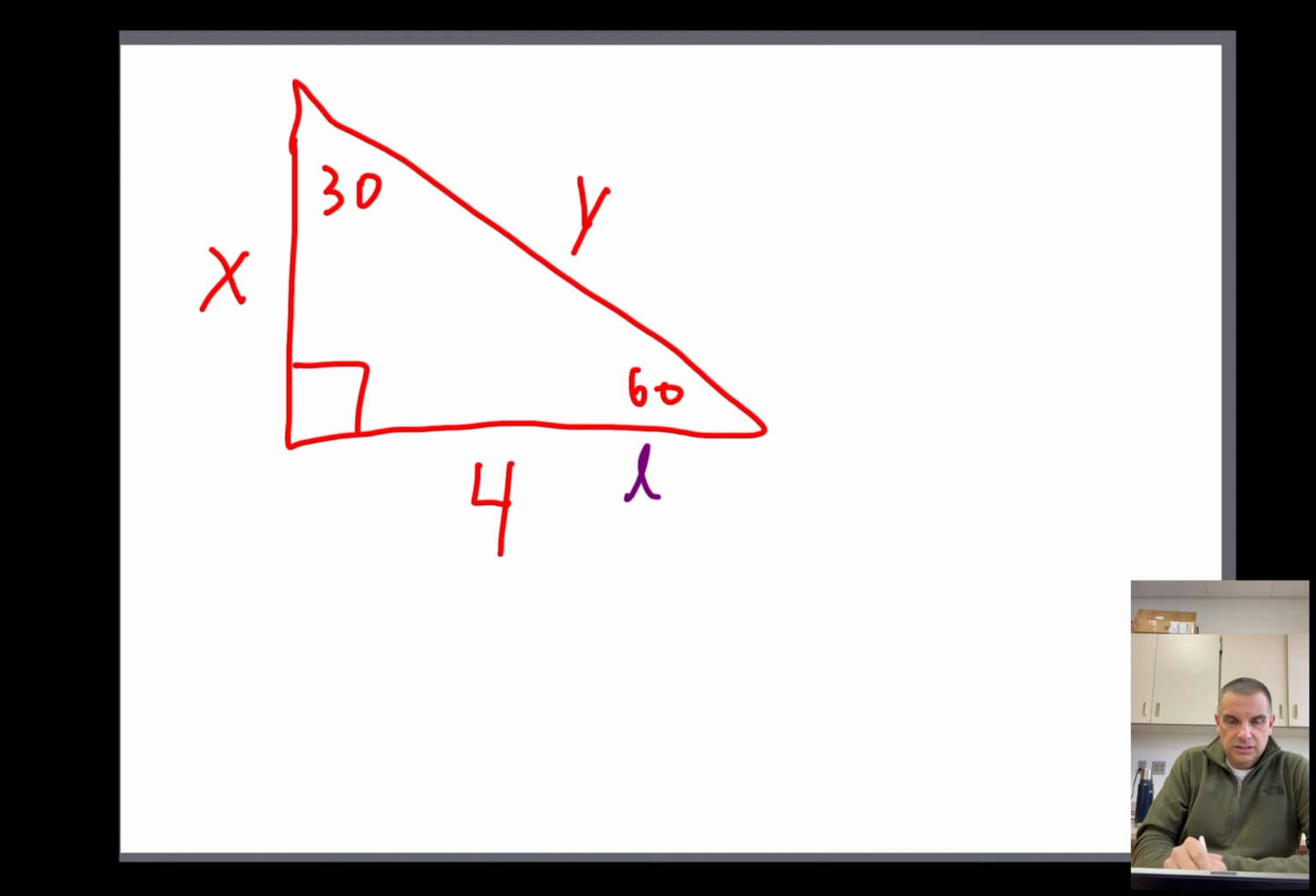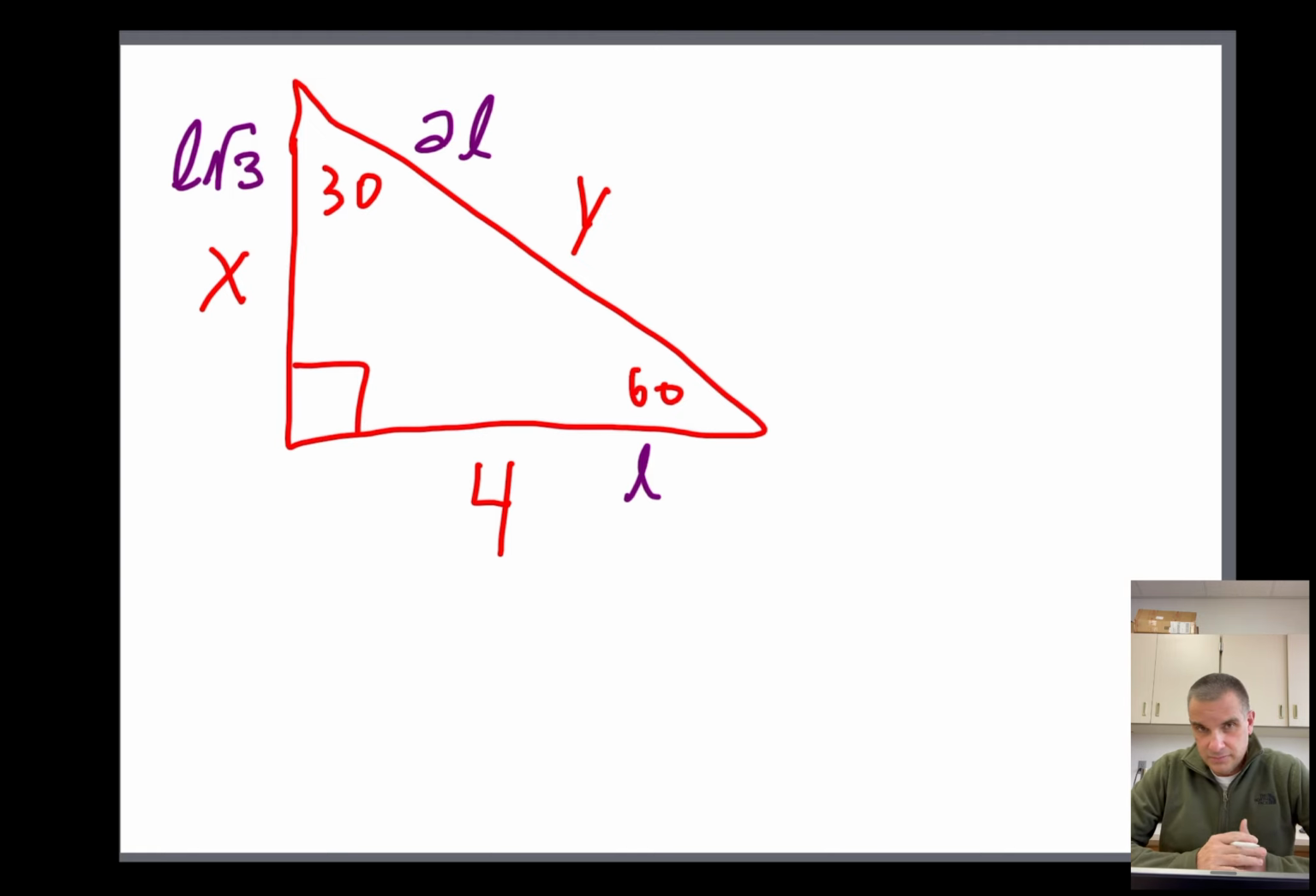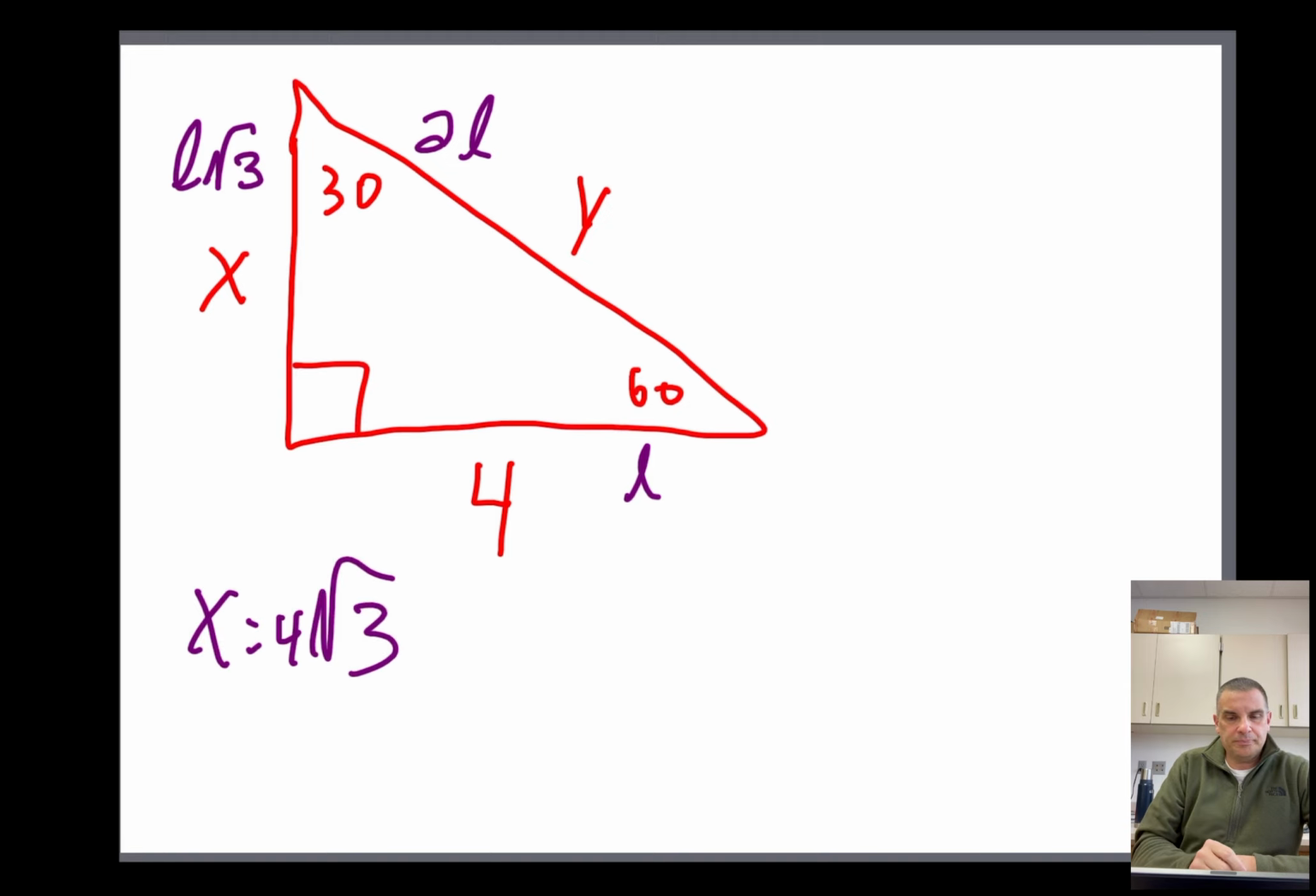this is our L, because it's opposite the 30. This is L times the square root of 3, and that's 2L. If you like to label things, that's fine. So we know our L value is 4. So my x in here is L radical 3, so x is going to be 4 radical 3.